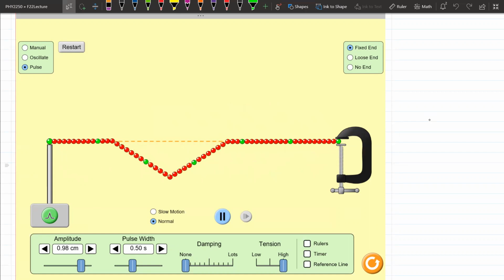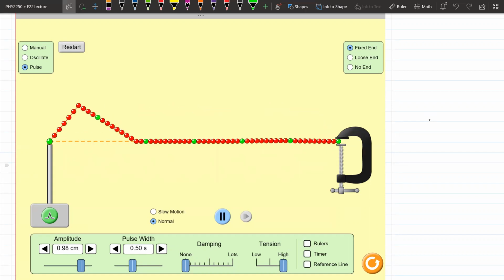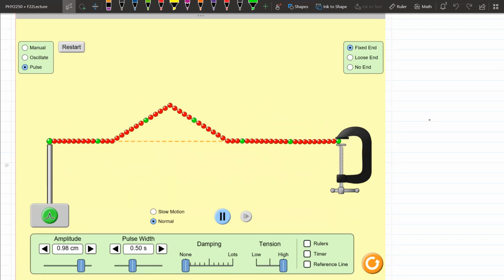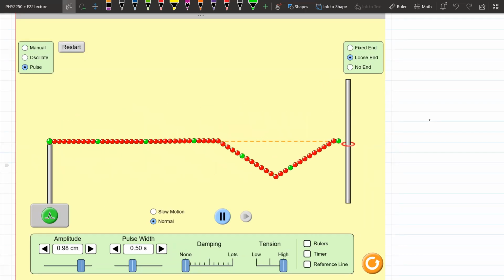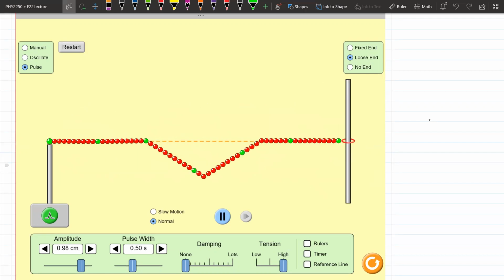Remember, this is the idea of when a wave hits a fixed point. The reflected wave comes back down the other way, but inverted. So that's a cool idea: when the wave gets reflected, it gets inverted. We can even go to the loose end, where when a wave hits the loose side, the open end on the other side, it does not get reflected, but when it hits the fixed side, it does get reflected. Does that make sense? This is a pretty good simulation.